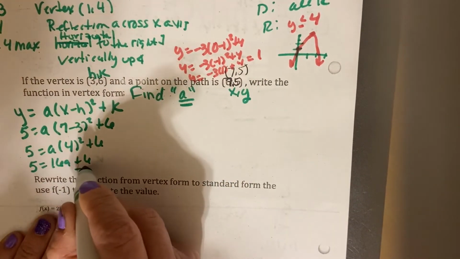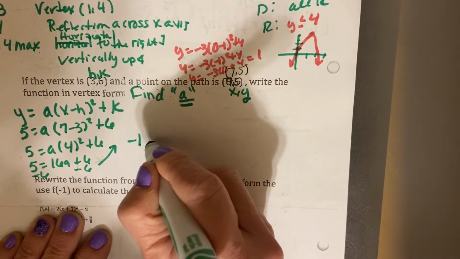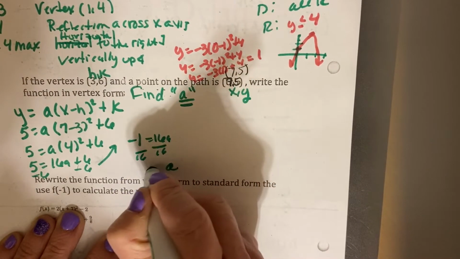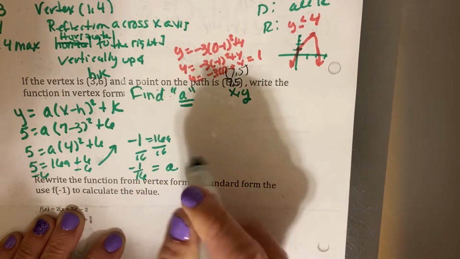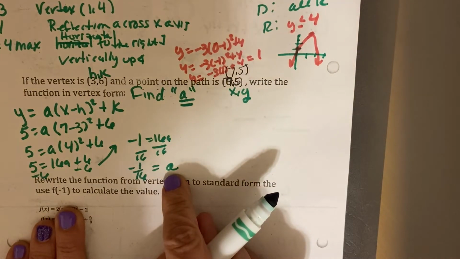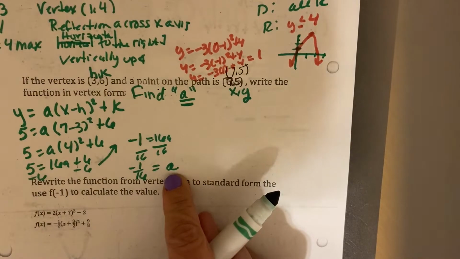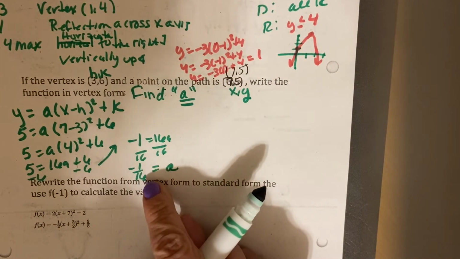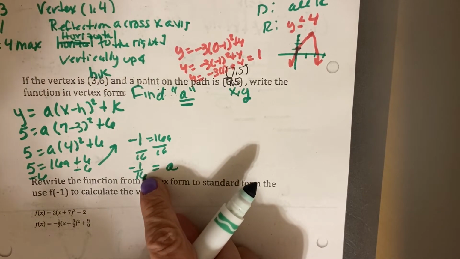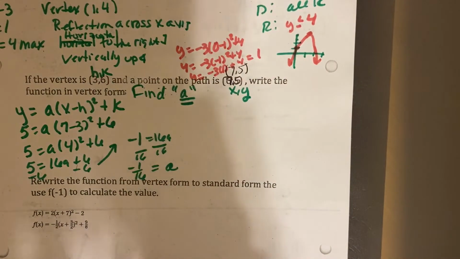Get the a by itself, so I'll subtract 6. I'll move this over here. So I have negative 1 is equal to 16a. Divide by 16. And so then a is equal to negative 1 over 16. So the things I know now that I found the a, I know that this is going to be a reflection. I know that this is opening upside down. I know that this is going to be a vertical compression because this number is small. Those are the things I know. I know that since it's going to be upside down, this is going to be a max.